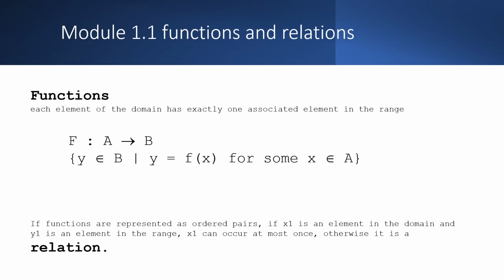All right, functions. Each element of the domain in a function has exactly one associated element in the range. Hopefully you have all studied functions and understand what a function is. If functions are represented as ordered pairs, and x1 is an element in the domain and y1 is an element in the range, x1 can occur at most once. Otherwise, it's not a function, it is a relation. So you need to understand the difference between functions and relations.